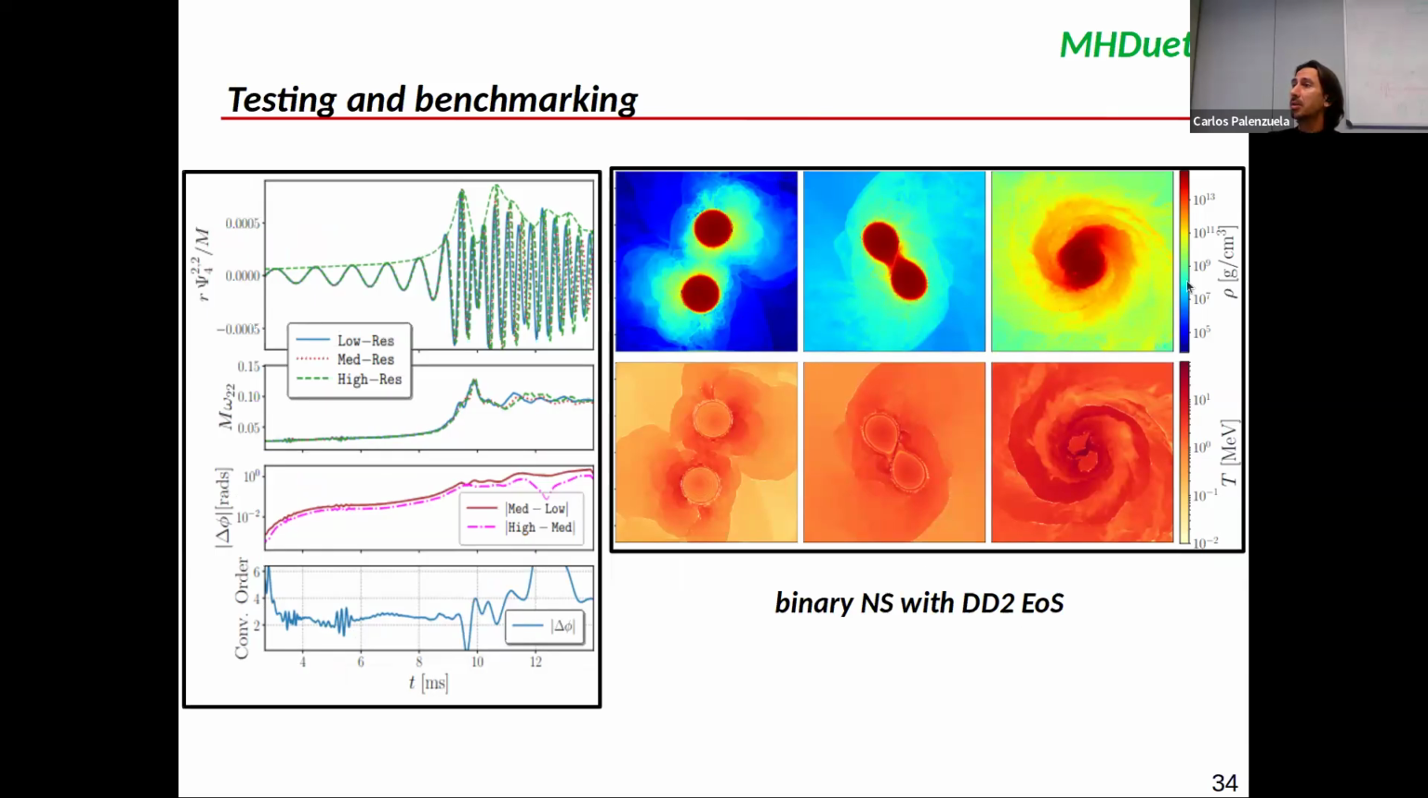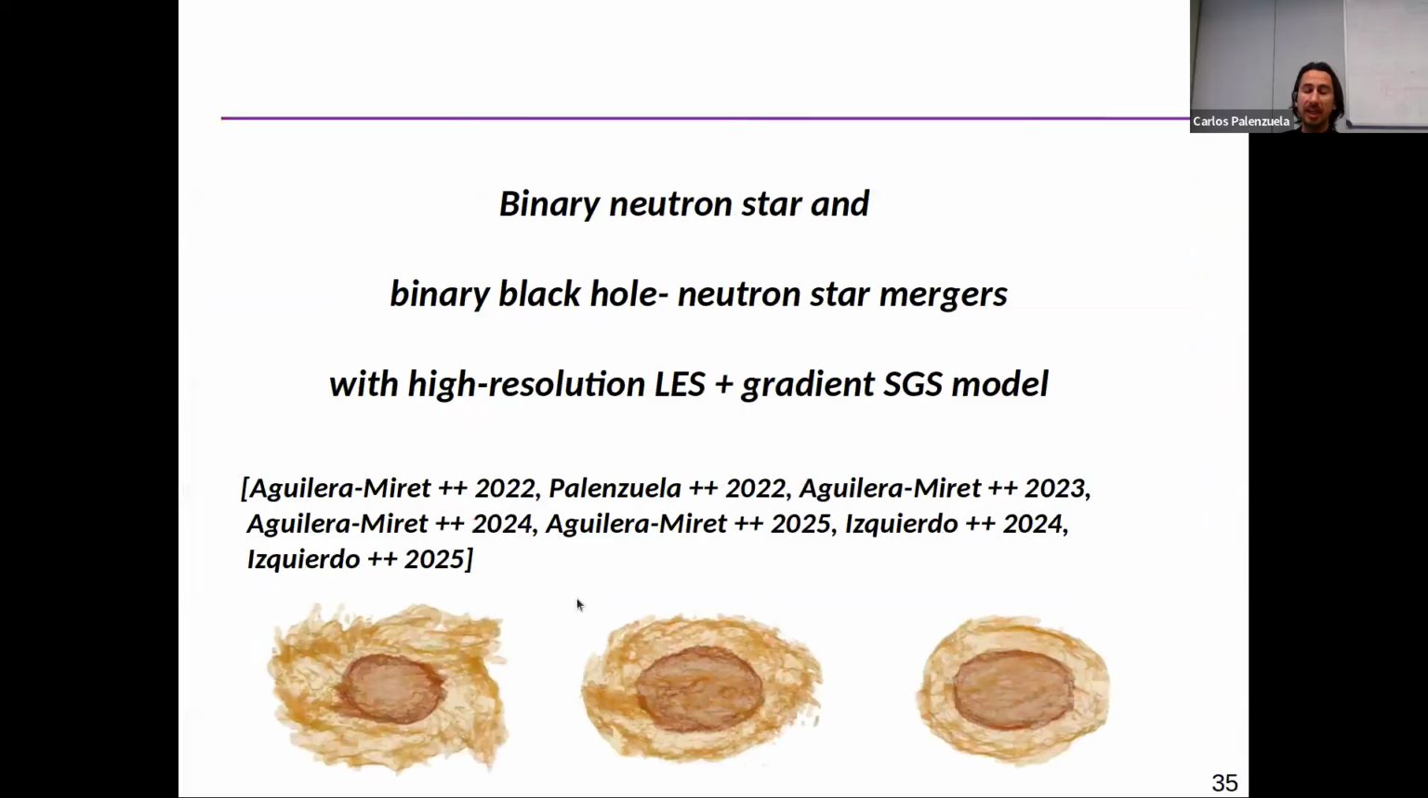Here we just see three snapshots of the density and the temperature. And we also computed the waveforms for different resolutions, the instantaneous frequency of these waveforms, and the dephasing, and the convergence of the dephasing was again higher than 2. So we can say that it is converging to high order, at least up to the merger. And with this code, we performed some binary neutron star and binary black hole simulations using these LES techniques, and the results have been published in different papers.